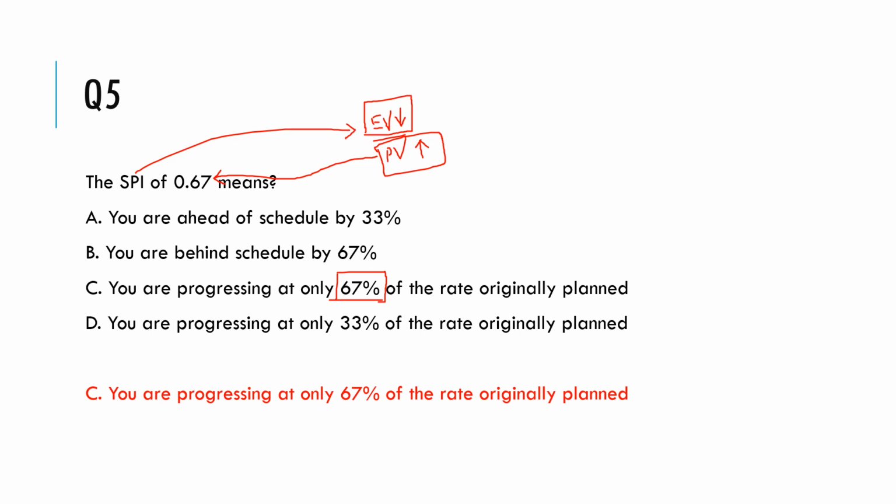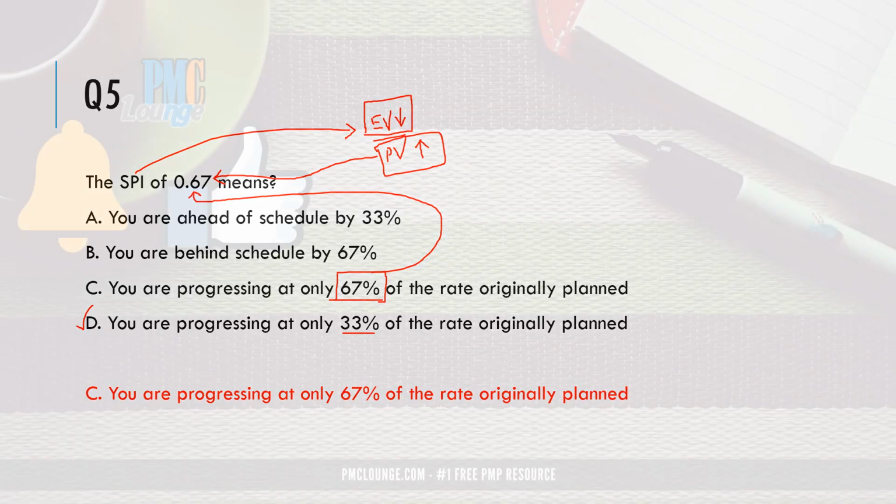Now, you may say, okay, then option D can also be right, because in option D you are also progressing at a lower rate than you planned. And that's when you also have to look at the value you're getting out of SPI, which is 0.67, which corresponds to 67% in the answer.